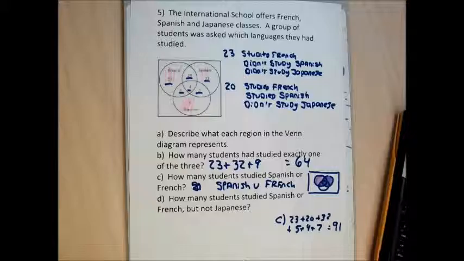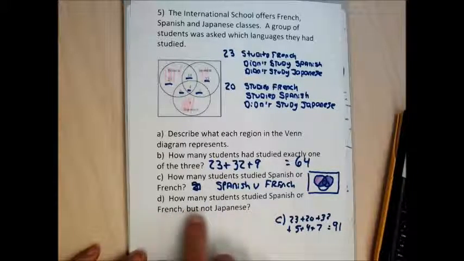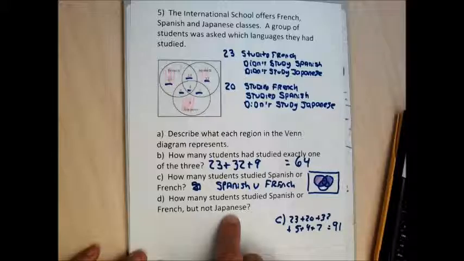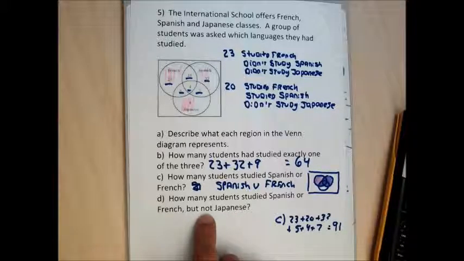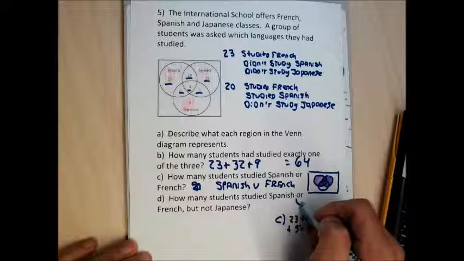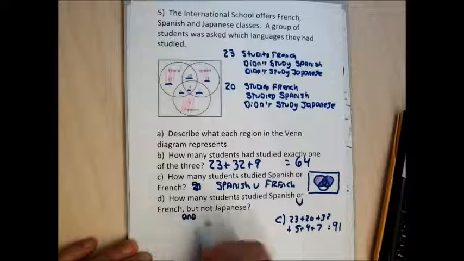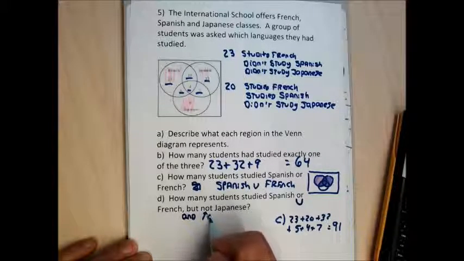D is a little bit tricky because it has an or. How many studied Spanish or French but not Japanese? Not means kind of a complement, and the but kind of means and. So this or is a union symbol. The but is an and, the not is a complement.